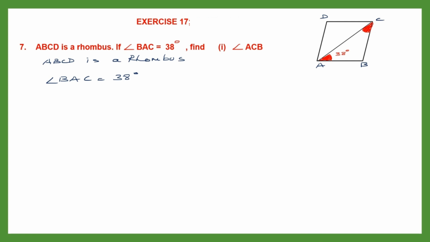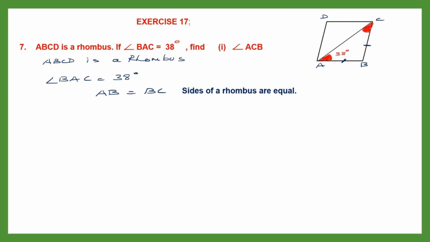So let's write that first. We can say that AB is equal to BC, and the reason is sides of a rhombus are equal. That means this side and this side are equal. Now, if the sides are equal, then the angles opposite equal sides are also equal. The two base angles, BAC and BCA, are the two angles that are also equal.